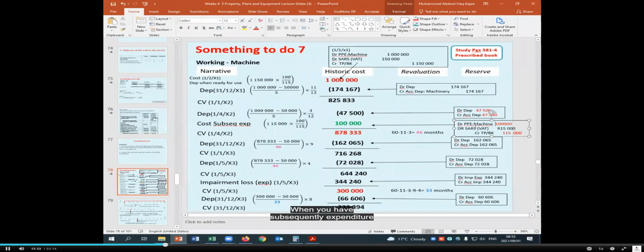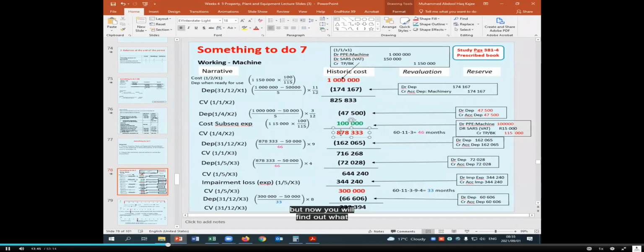Right? So when you have subsequent expenditure or you have an impairment, you need to reassess your depreciation calculation. So now you will no longer use the 1 million, but you will find out what is my new carrying amount. Right? So I added the 100,000. How did we get this 878? It's your original 1 million less depreciation of 174 and 47 plus 100,000 subsequent expenditure.